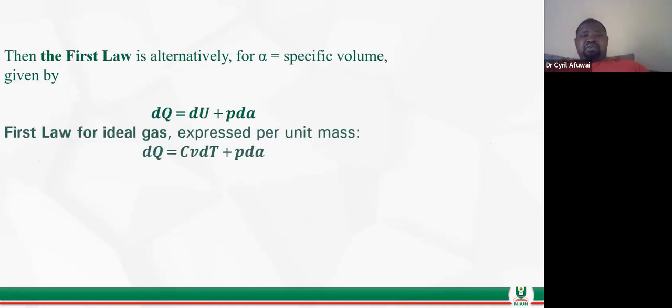Then the first law, alternatively for alpha, which is equal to specific volume, is given by dQ equals dU, the internal energy, plus P d alpha. Now, the first law of thermodynamics for an ideal gas expressed per unit mass is given by dQ equals C_V dT plus P d alpha.